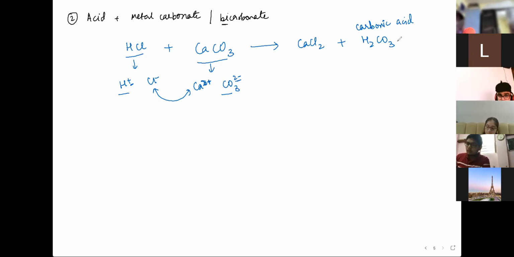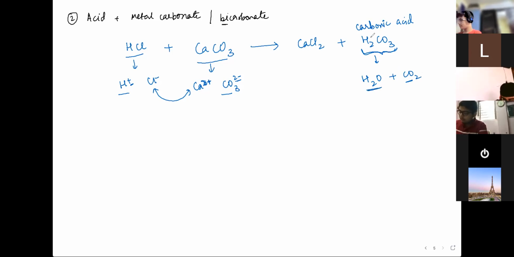It is so weak that it is never stable. H2CO3 again gets divided into H2O and CO2. In fact, it's a very common acid. If you buy any soft drink, like Coke or Pepsi, all of that contains carbonic acid. When you dissolve carbon dioxide in water, a small amount of carbonic acid is formed. But it's very unstable, which is why you get that fizz, as the carbon dioxide escapes out. So that's the fizz that you find.